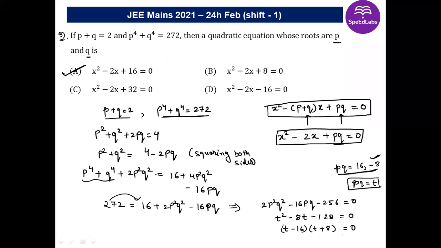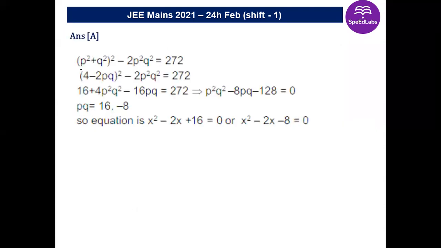Alright. So in this question, थोड़ा सा calculation था, but it was quite easy. You have to simply take a square and you'll get the answer. Alright. So the correct answer over here is option A.